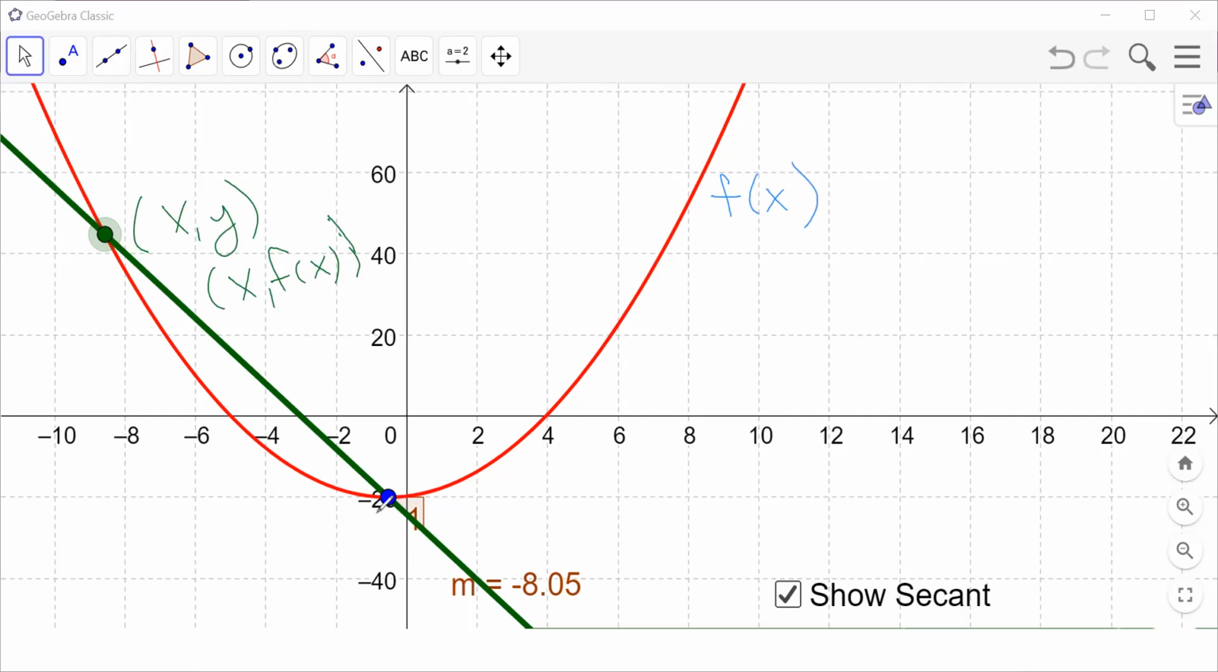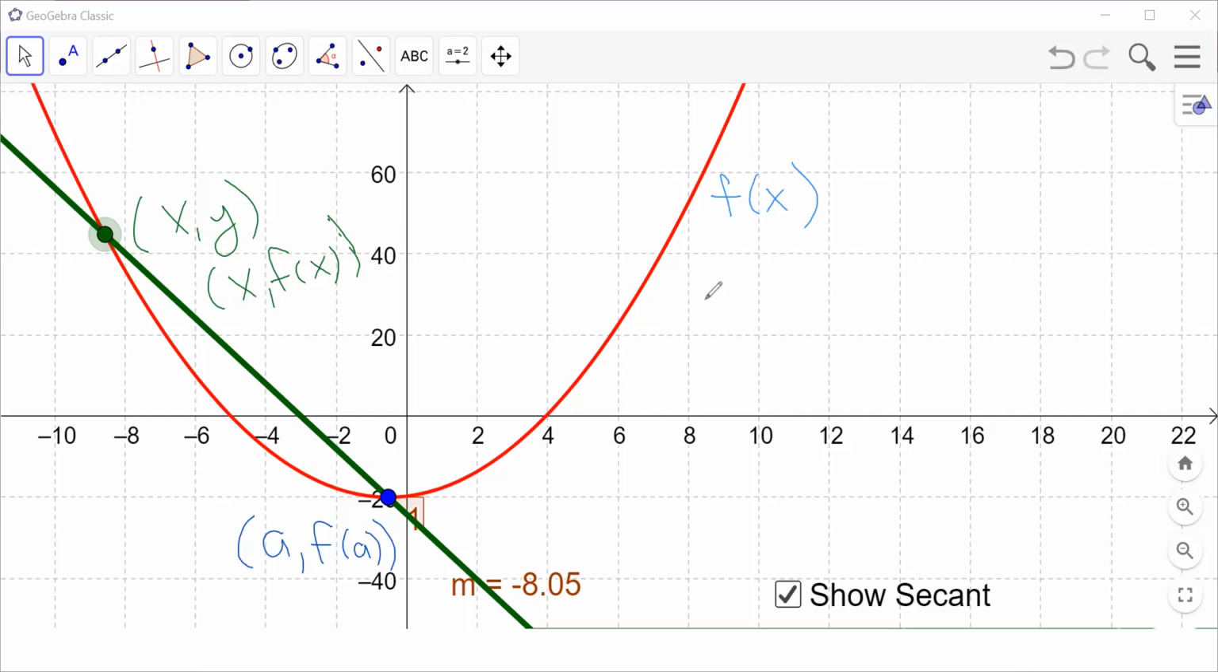This blue guy down here, I'm going to label as a, comma, f at a. And probably way back in history, they used a as a beginning point. We're going to move towards that beginning point. Now what we're going to do is move this green point again towards the blue point. And I'm going to think about the slopes as I do that.